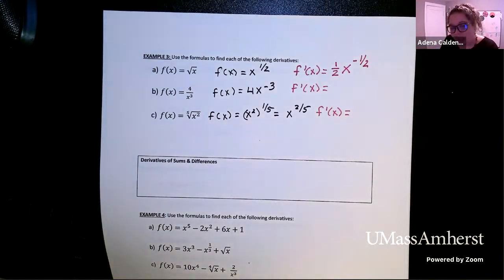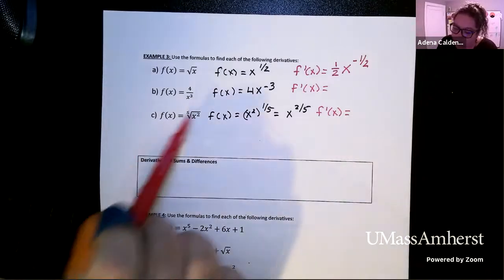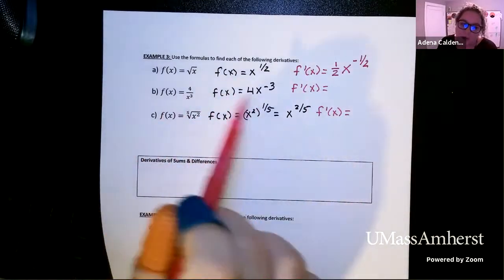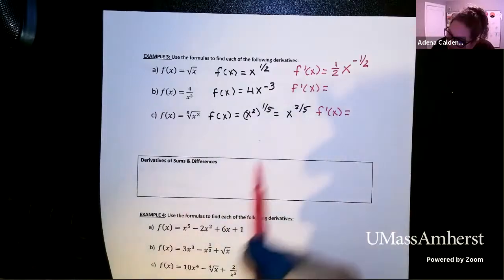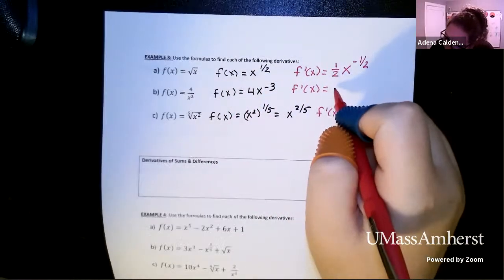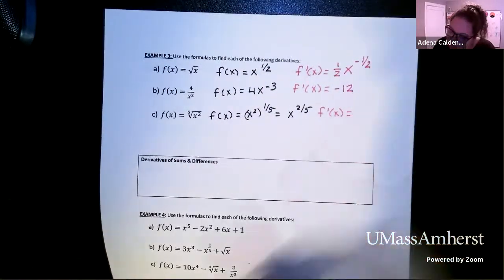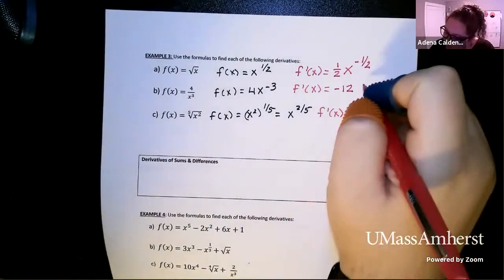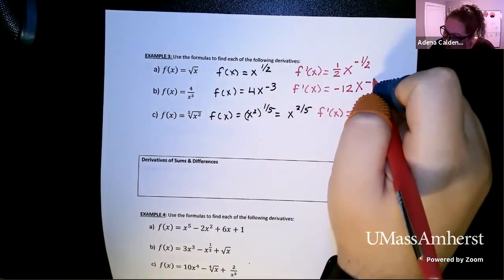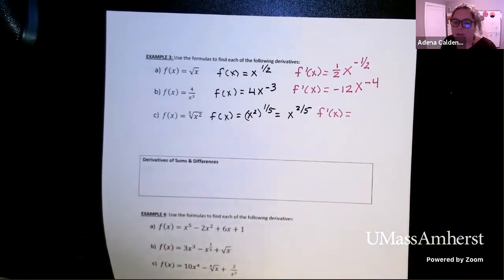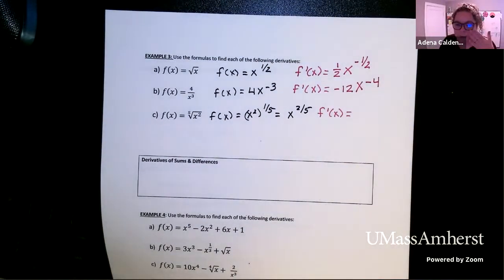So now I still have to take the derivative. Again, that was just a rewrite. I haven't done any other work on this yet. So when I take the derivative, the -3 comes down and multiplies the 4, giving me -12x, and I subtract 1 from the power to give me -4.